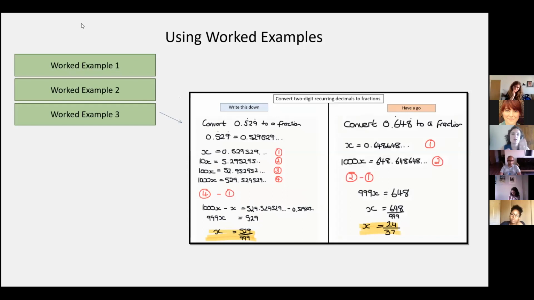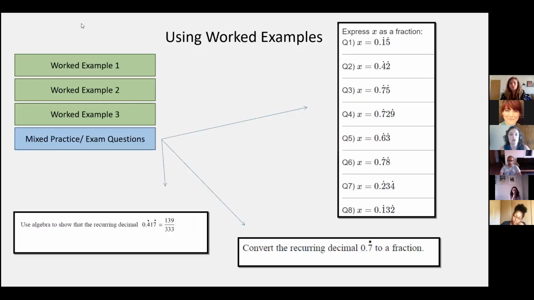So now they've had a go at 3 different worked examples. So they've done an example with the teacher, and then they've had a go at a question within each of those worked examples. So then I'd give them mixed examples or practice questions for this.